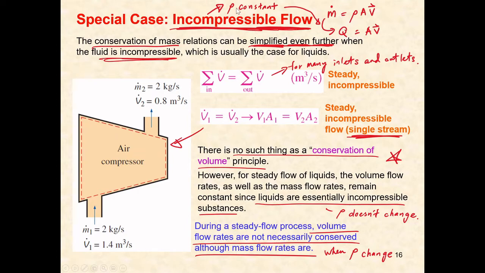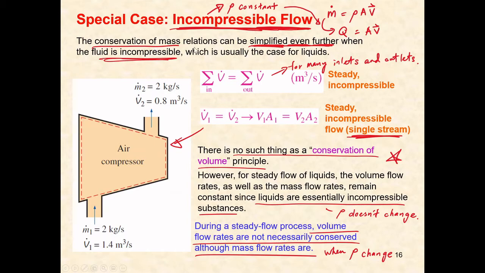But when the density is not constant, meaning the fluid is compressible, rho will change. So it's more accurate to use the mass flow rate, m dot equals rho AV, to model the inlet and compare it with the outlet. Now this is a special case called incompressible flow. In incompressible flow, you have a constant rho. So basically you can turn the mass flow rate into volumetric flow rate.